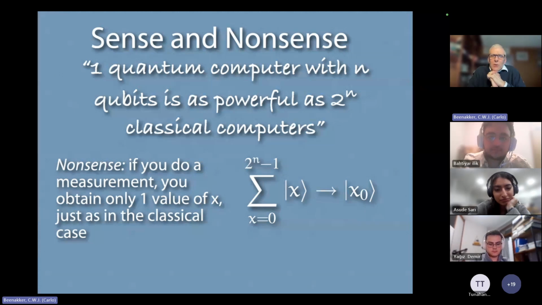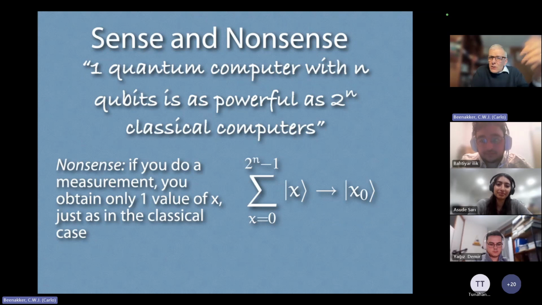If a quantum computer would indeed be as powerful as 2 to the n classical computers, you would be in business. You'd say anything we feed to our computers, we just feed it to a quantum computer and it will speed up our life. But it's not like that. In most cases, you won't get any speed up at all. In fact, we do not really know at this moment how to get a useful speed up. There's one or two examples.